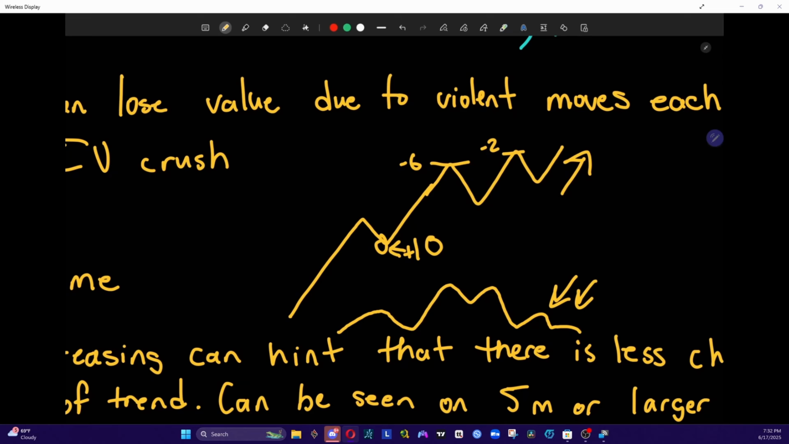And if you're seeing decreasing volume, after these 2 trims, you're only left with 2 contracts. So maybe you're thinking, okay, you know what? Let me trim 1 more here. Right? Let me trim 1 more here. And let me just put a stop at break even, above break even.